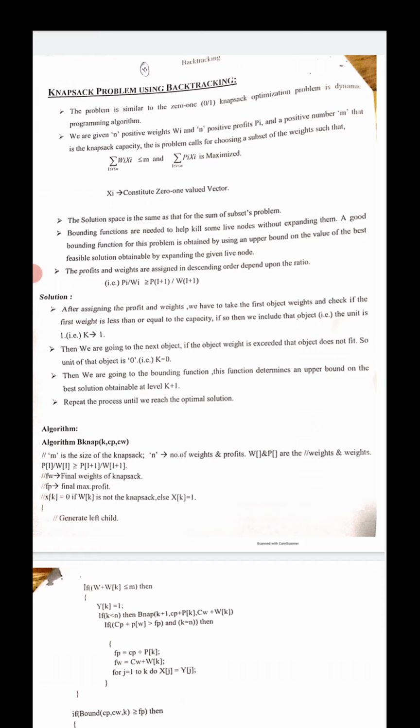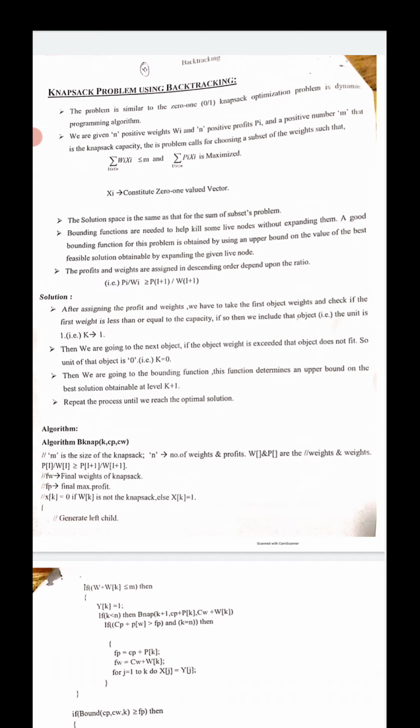Now we study the solution of the 0/1 knapsack problem by using backtracking. To get the solution after assigning profits and weights, we take the first object and check if the first weight is less than or equal to the capacity. If so, we include that object, that is, the unit is 1, that is x k is 1.